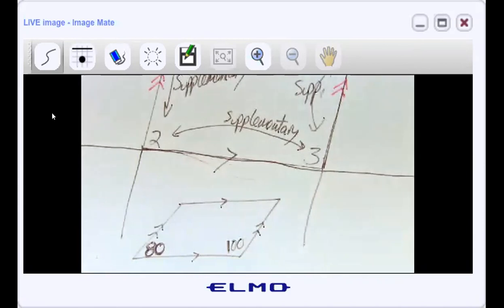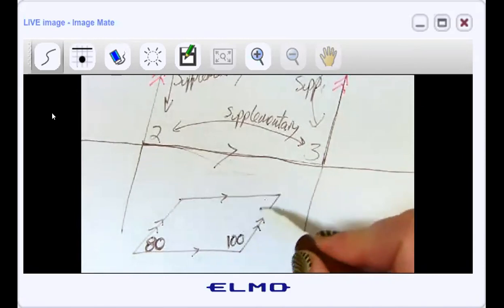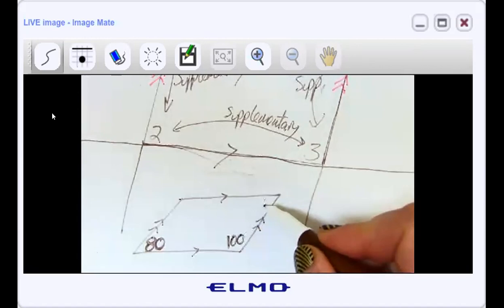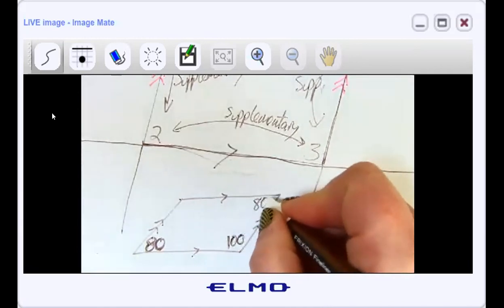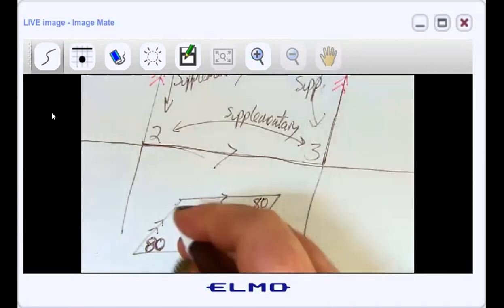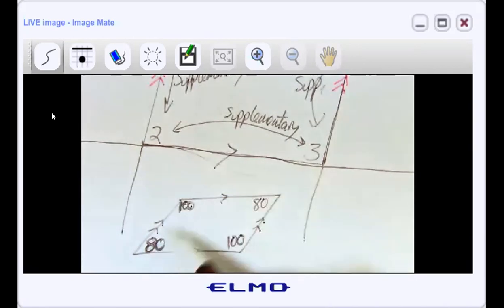But now you can keep going, right? You can keep going all the way around. These two have to be supplementary. So if this is 100, what does that mean this one is? That would be 80. Yes, this one's got to be 80. And then these two would have to be supplementary. So if that one's 80, this one has got to be 100. Which makes sense because these two are supposed to be supplementary also, and they are. 80 and 100 really add up to be 180.